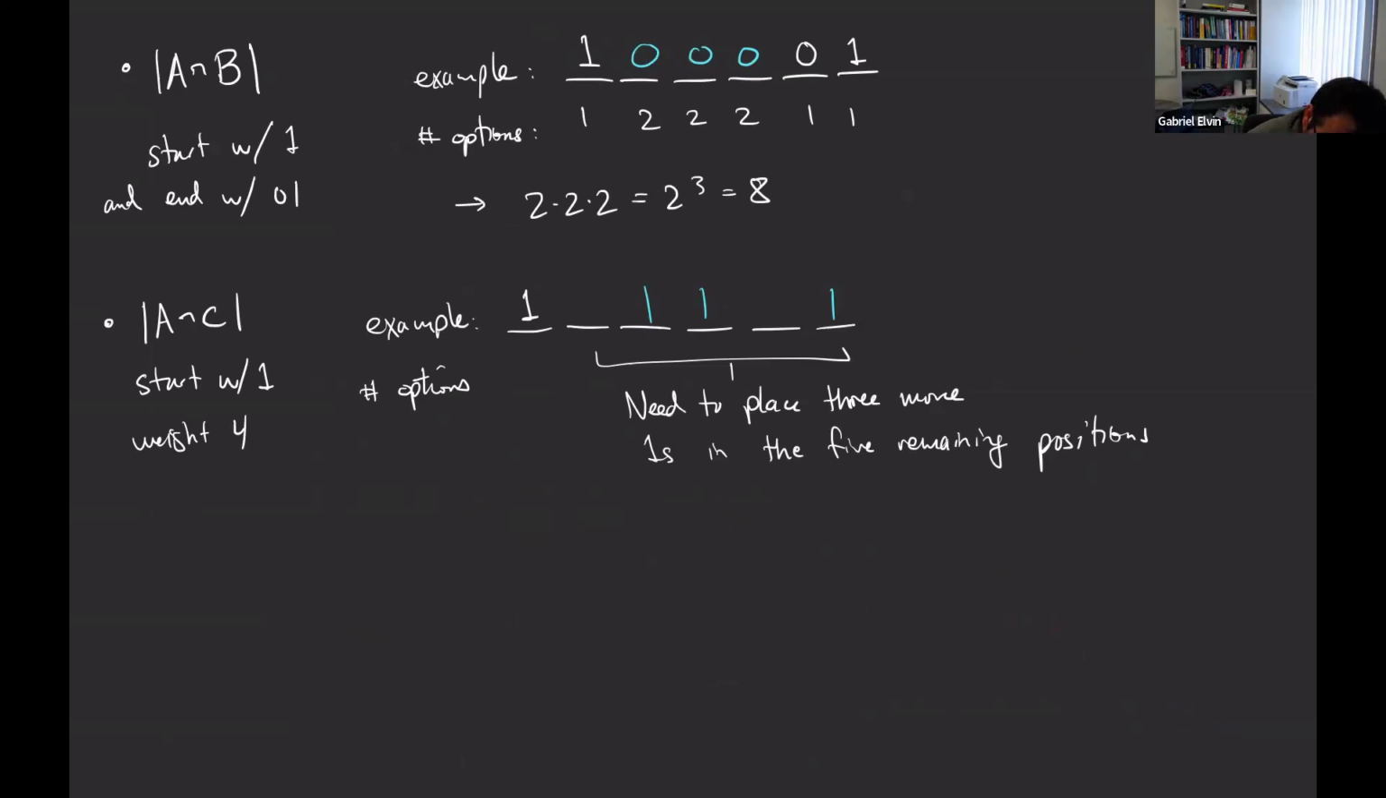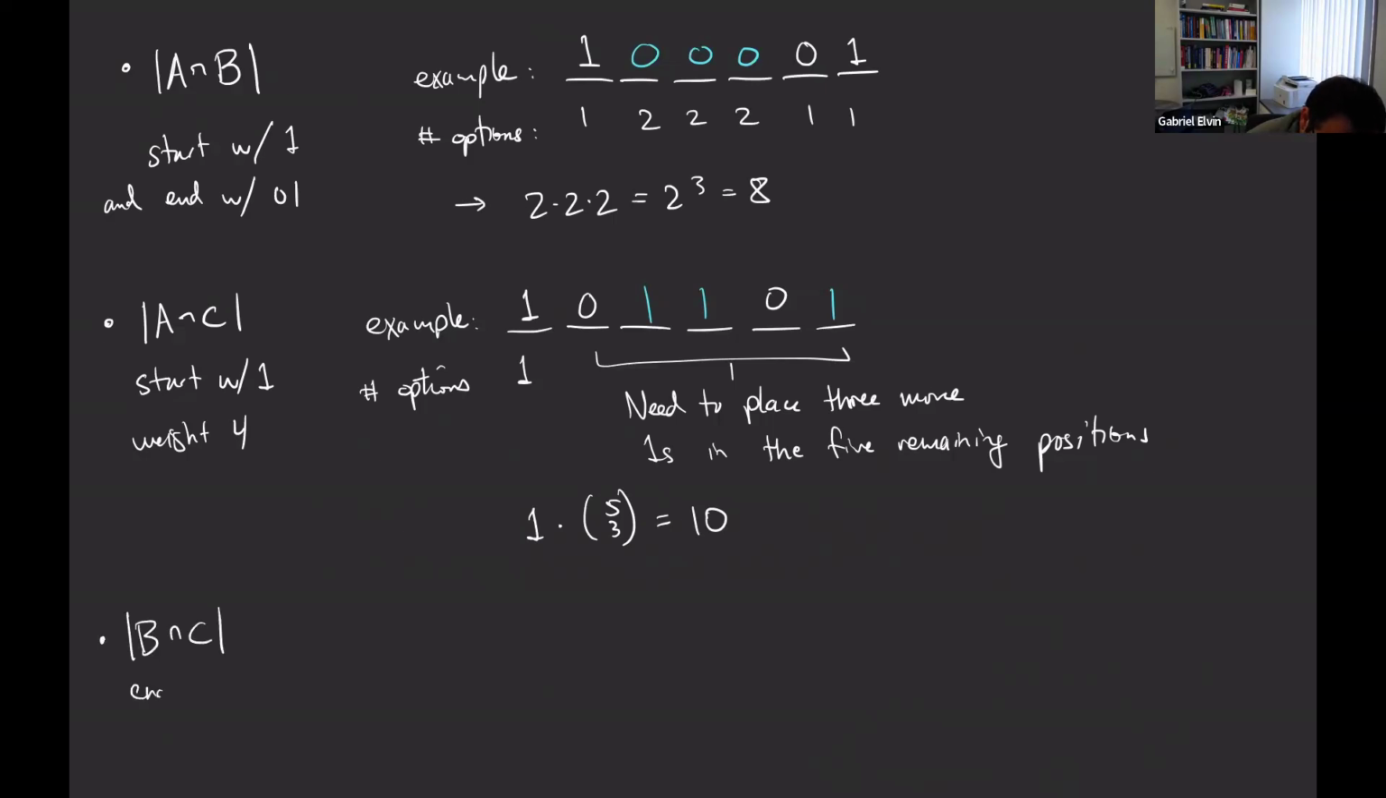So that would be just 5 choose 3. And you could say, well, I have one option here, and then times 5 choose 3. So technically you're using the product principle, but it's just 5 choose 3, which is 10. Okay. Last one, B intersect C.